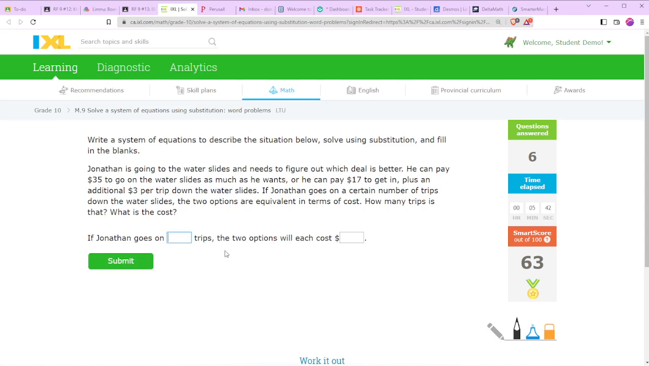Anyway, Jonathan is going to the water slides and needs to figure out which deal is better. He could pay $35 for unlimited amounts, or he could pay $17 to get in, plus 3 per trip. So when they're equal, clearly they have to equal 35 because that's where the two match. The difference between 35 and 17 is $18, so after 6 trips, the 3x will be 18.